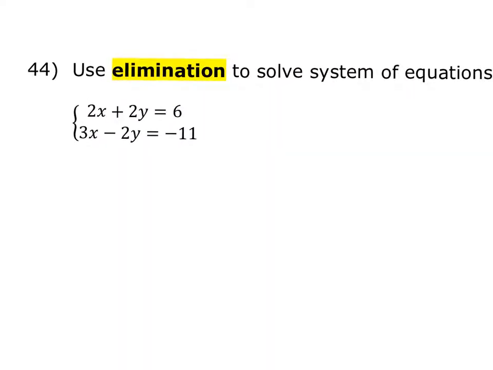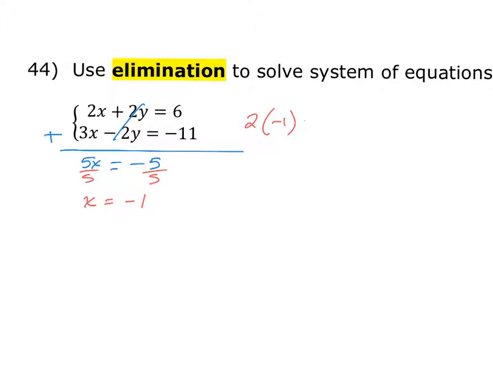All right, number 44. With this one, I can go ahead and add straight down because I notice that the y's are opposite signs and the same, so they're going to cancel. So 2x plus 3x is 5x. 5x is going to equal 6 minus 11, which is negative 5. Divide by 5, and I get x is equal to negative 1. If x is equal to negative 1, I could plug it into the top one to get what y is equal to. And that gives me negative 2 plus 2y equals 6.